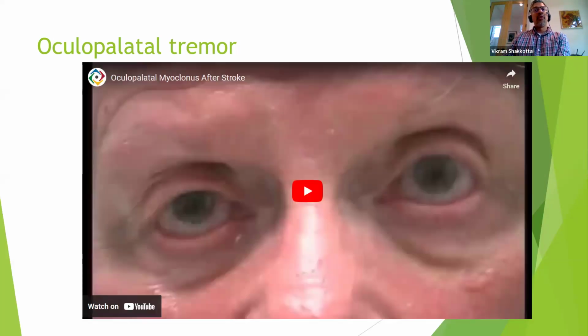In patients where there is hypertrophic olivary degeneration, remember the problem in HOD is not directly due to damage to the olive, but due to damage in the connections between the cerebellum and the olive and how they communicate with each other. And in a subset of patients, and it's not at this point entirely clear why some patients manifest these symptoms, the characteristic clinical syndrome is an oculopalatal tremor. And I'm going to play this video.